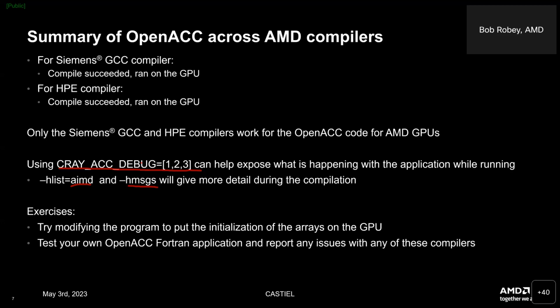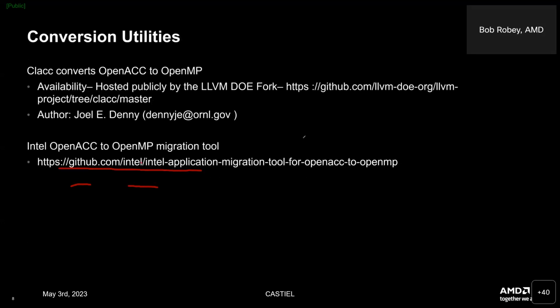There are conversion utilities. Some teams are converting to OpenMP instead of OpenACC. The Clacc tool will do a conversion, and Intel also has a conversion utility that they have just released recently, and that's supposed to be fairly good too. I don't think either of these are perfect, so you may have to do some work to complete the port.